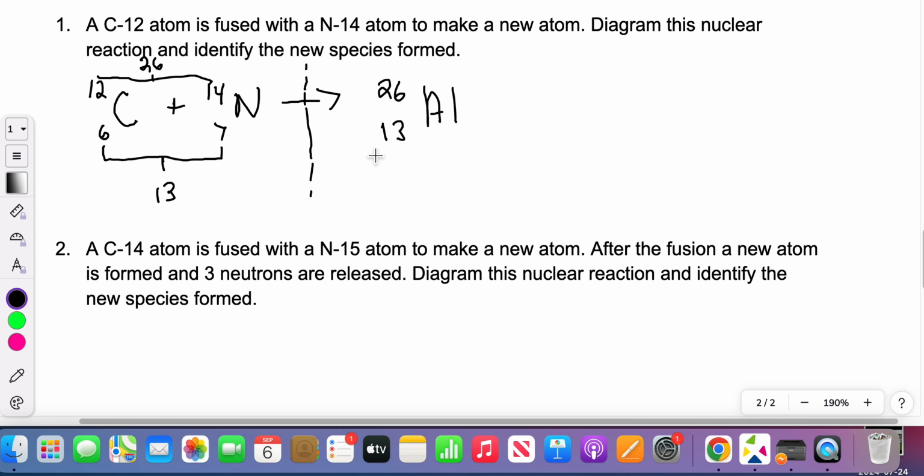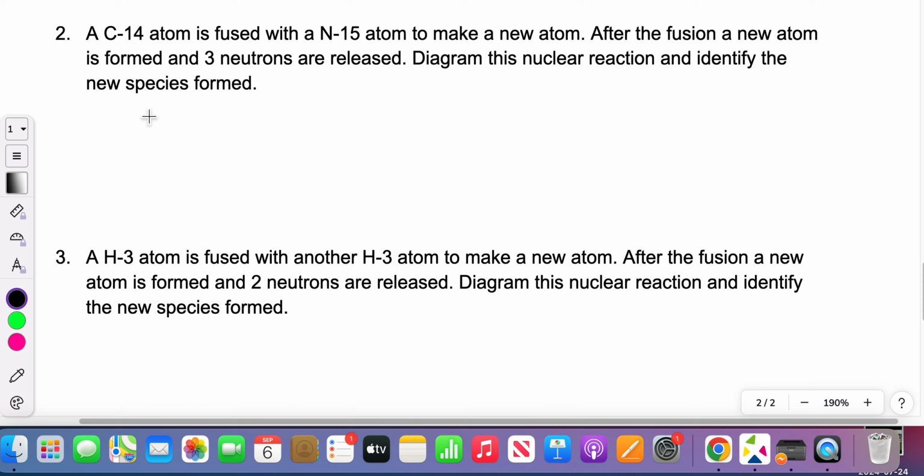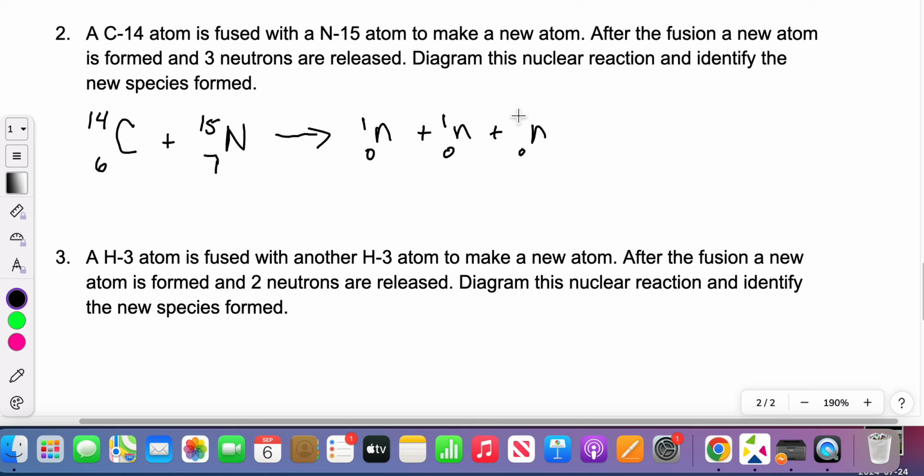Sometimes when things fuse, there can be extra neutrons released. So I want to show you one like that. So carbon is 6, 14, because it's carbon 14, plus nitrogen, 15. Nitrogen's number 7 on the periodic table. 15 goes at the top. They're going to fuse together, and 3 neutrons are released. So let's put the 3 neutrons: 1, 2, 3. If you want, you could write it like this instead of writing 1, 2, 3, but it doesn't matter.